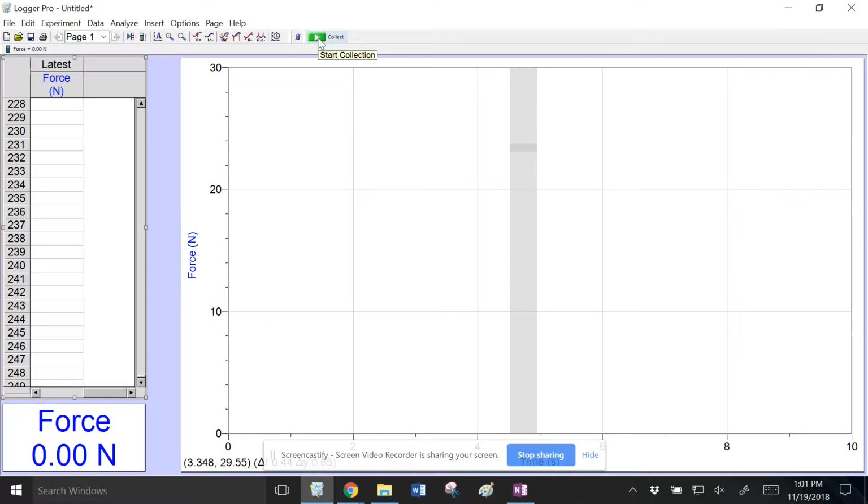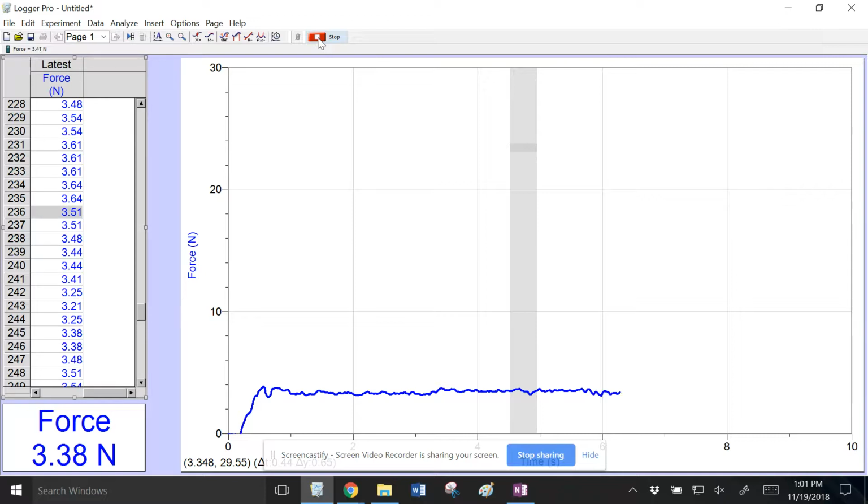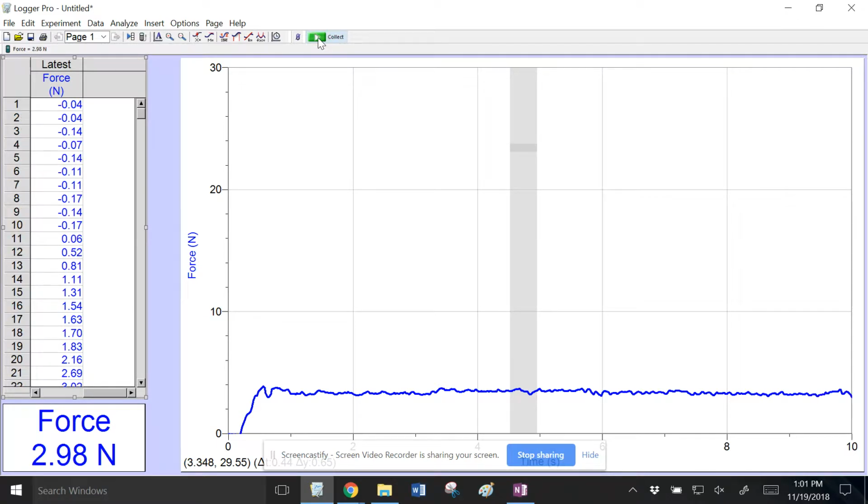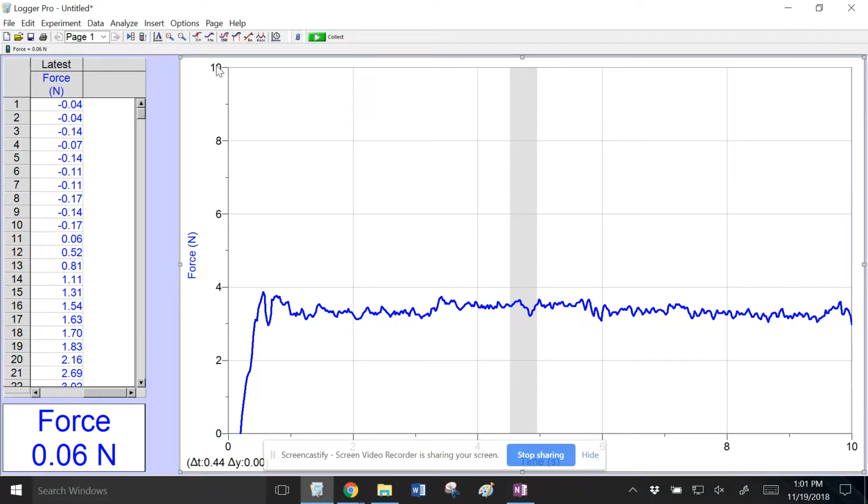But what I'm going to do is apply a little bit of force to that thing. Okay, so you see I'm able to apply a pretty constant amount of force to this thing, so I'm very skillful. And I definitely don't need the graph to be going that high. Let's go with 10. Okay, so you can see it's just under 4 newtons of force that I was applying.